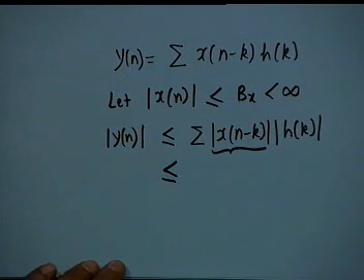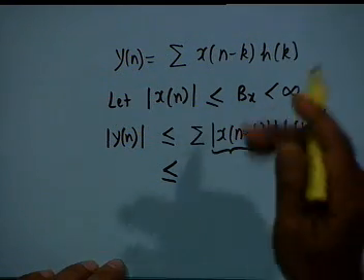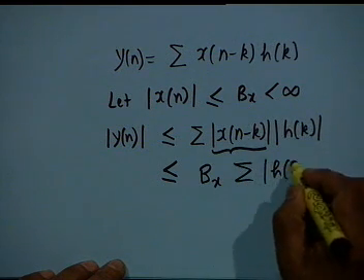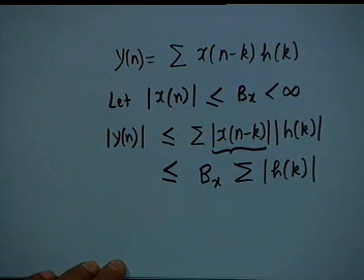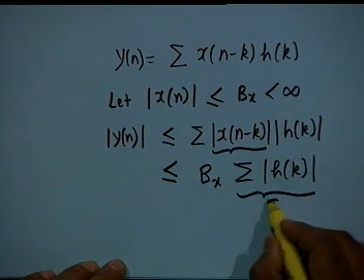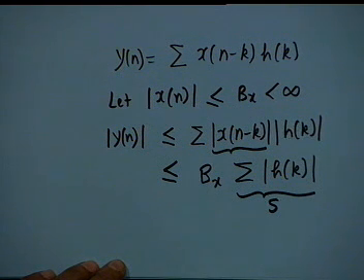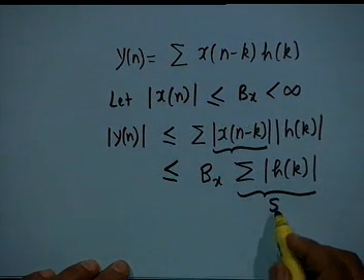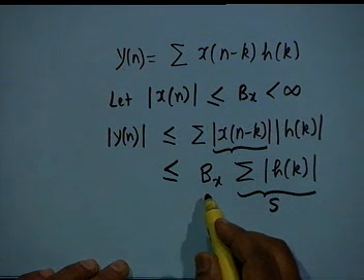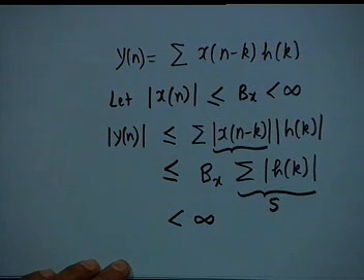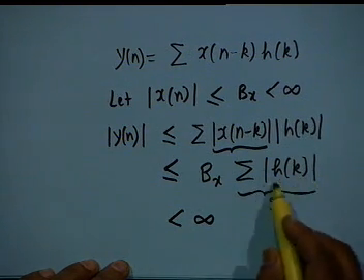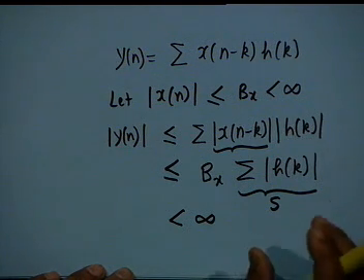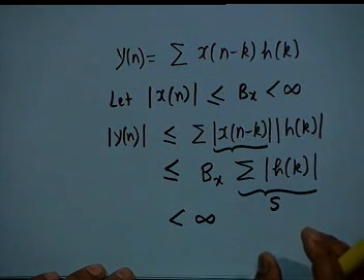So this is the upper bound. Suppose we replace each x of n minus k by its upper bound Bx, then I can take Bx outside and I get the summation of h of k, which is obviously equal to S. Therefore, if S is less than infinity, then S Bx is also less than infinity. In other words, we have proved that if h of n is absolutely summable, then the system is BIBO stable.